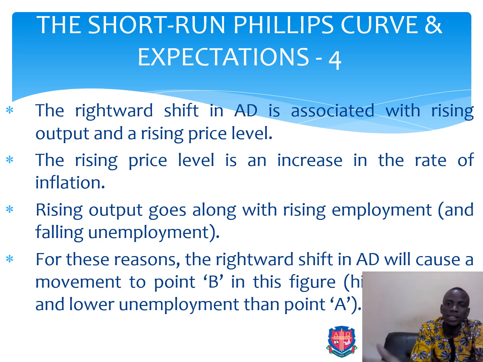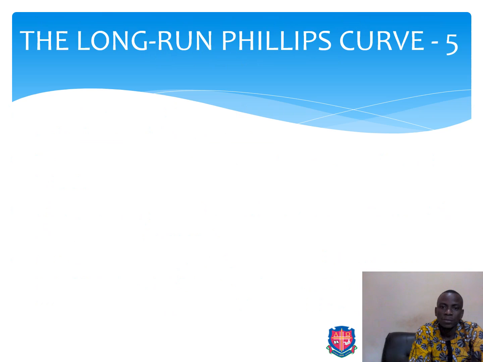Alright, so this expression is the same as the one we had earlier. Rising output goes along with rising employment. We talked about all these reasons. The rightward shifting of demand will cause a movement along the curve to lower unemployment. Yeah, we talked about that.